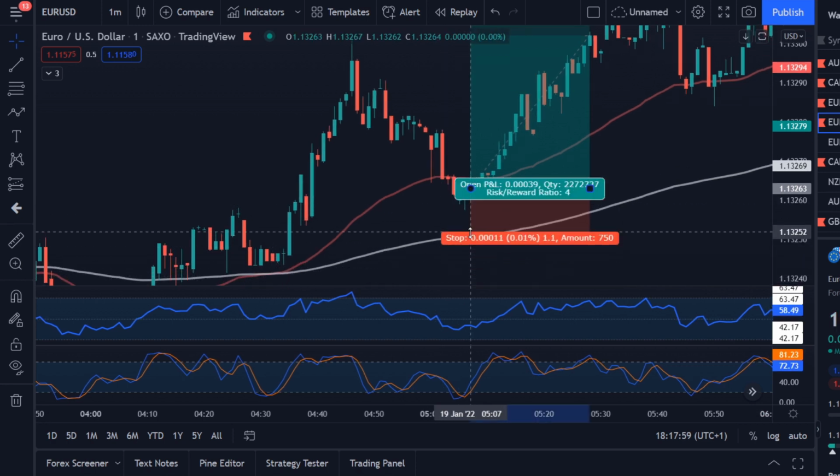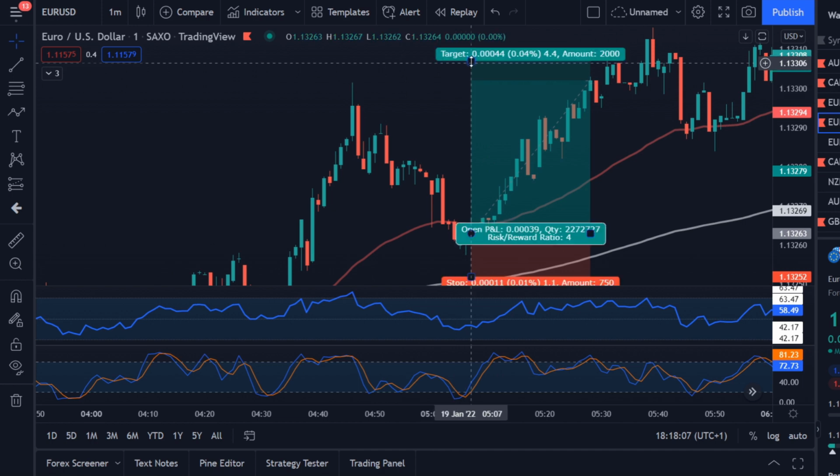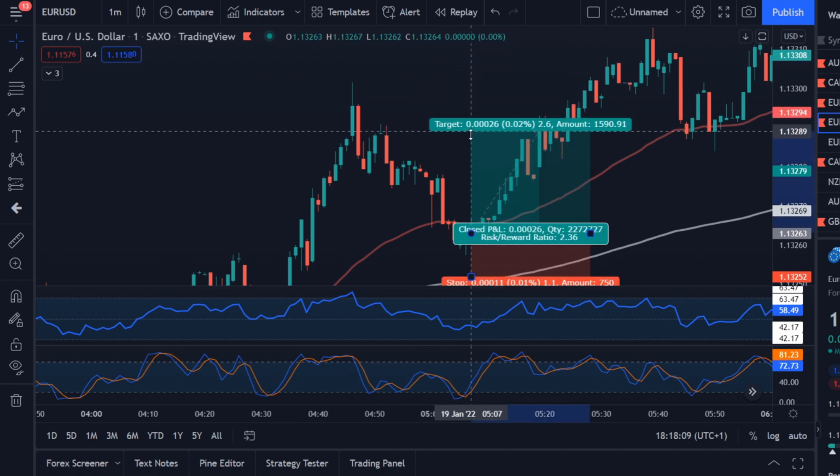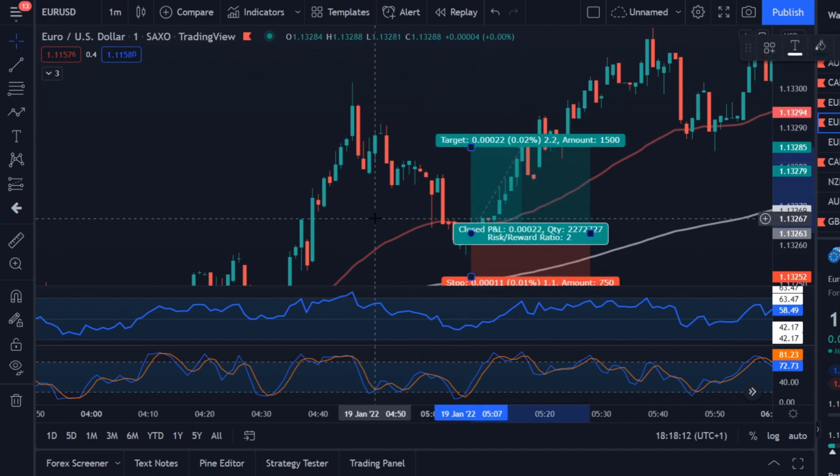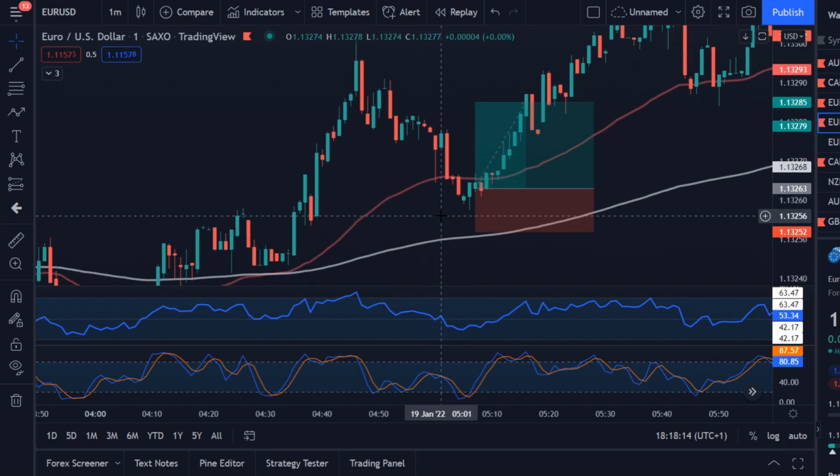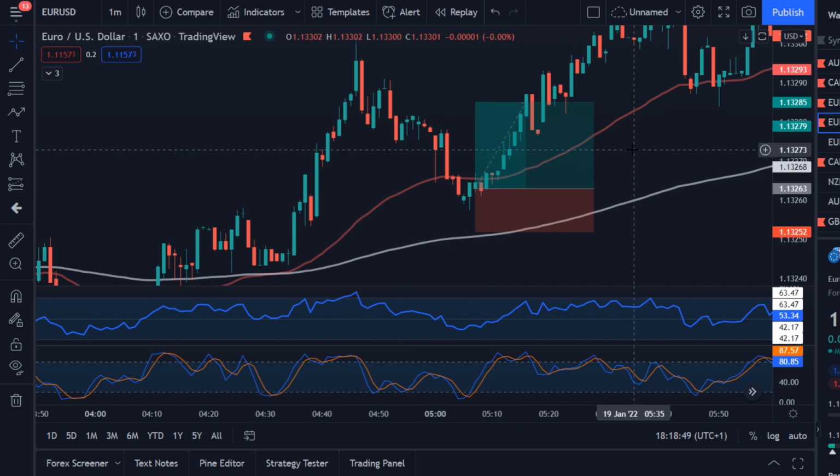You also can use, like I said, the 200 exponential moving average, and then you're risking 1 pip in order to make 2 pips, which is about here. So your TP gets hit in about 10 minutes, which is quite fast, of course. So that is the strategy.